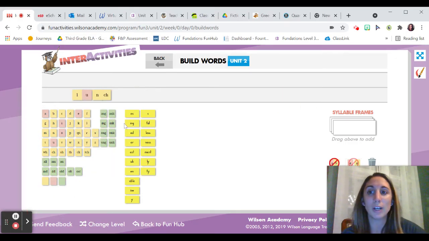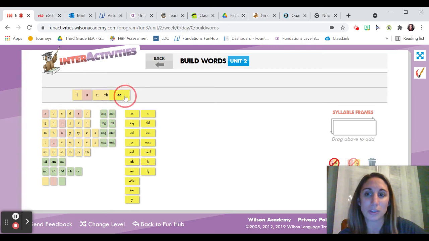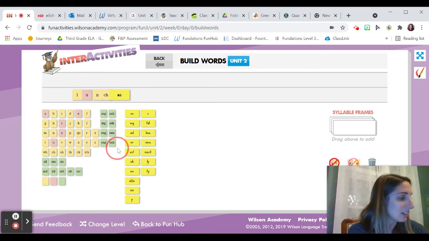Okay, check out my new word. It is lunch, right? If we had to bring all of our, what's the plural? Lunches, right? We have to add the ES suffix. So don't forget, if a base word ends with CH, you also have to add ES. Great work.